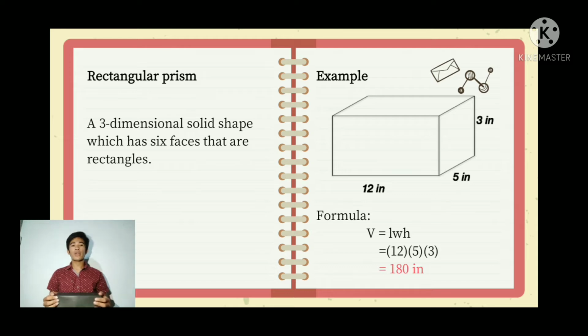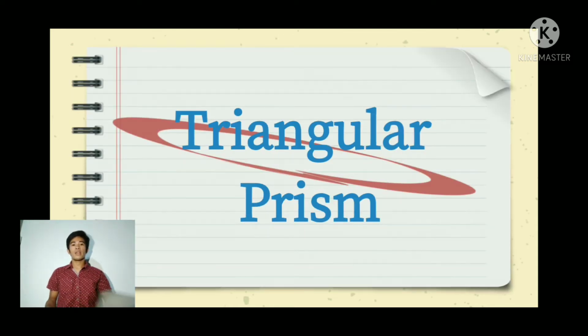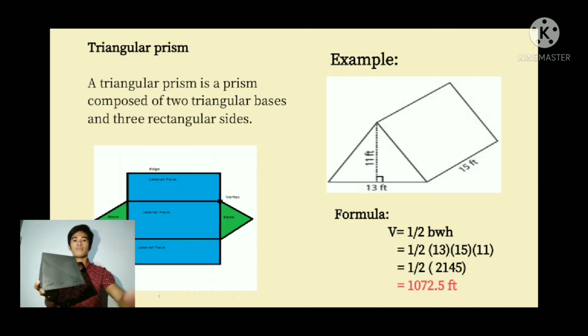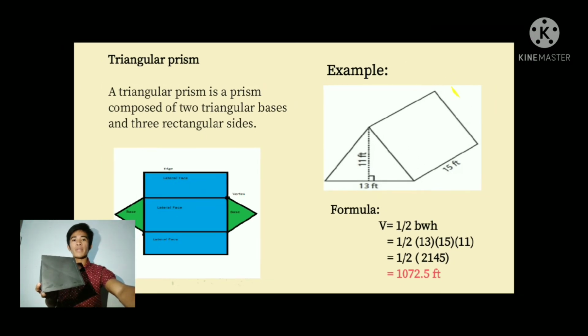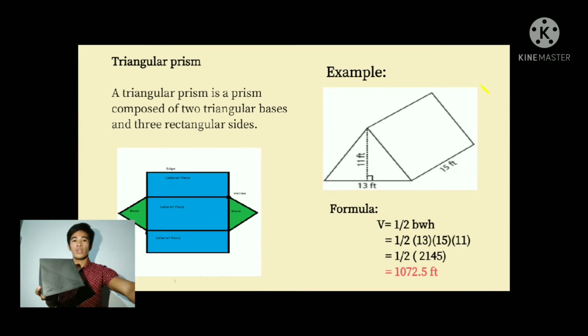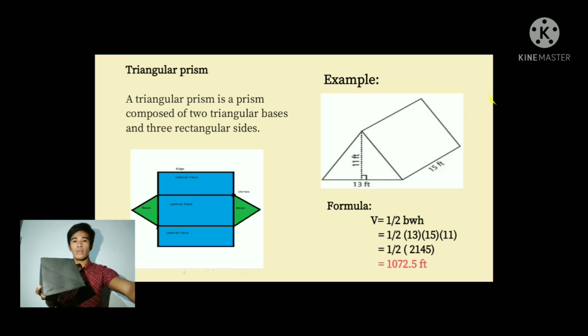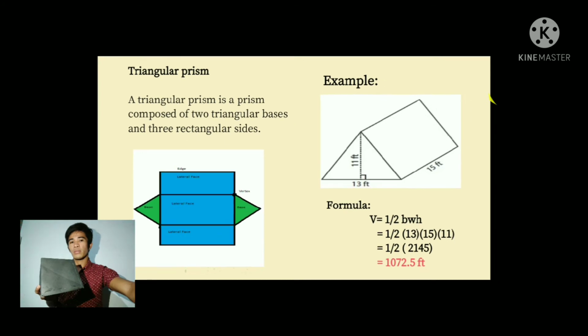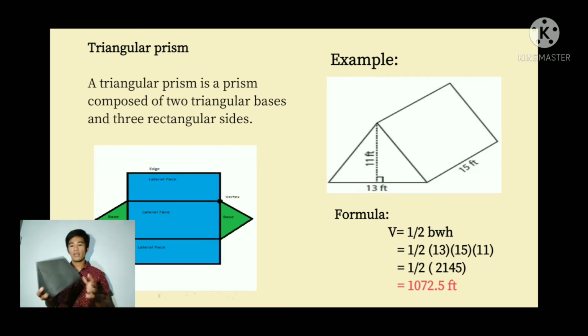So the next figure is the triangular prism. As you can see, this is a triangular prism. A triangular prism is a prism composed of 2 triangular bases and 3 rectangular sides. As you can see in the example, there are 3 rectangles and 2 triangles. When we put them together, this is the outcome, the triangular prism.